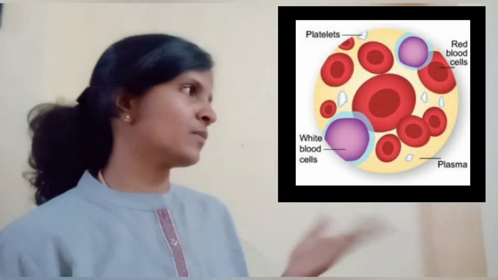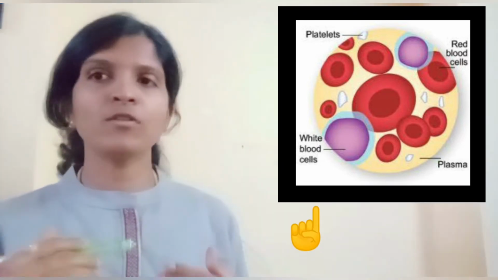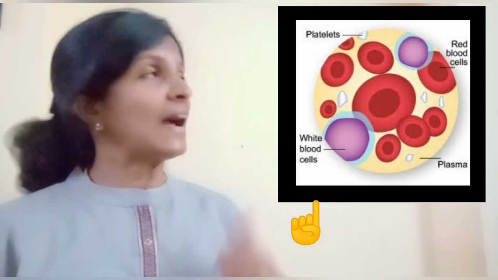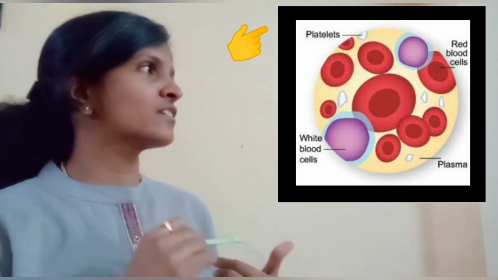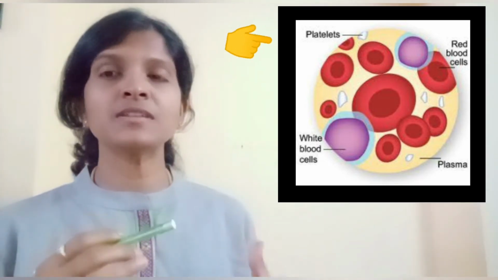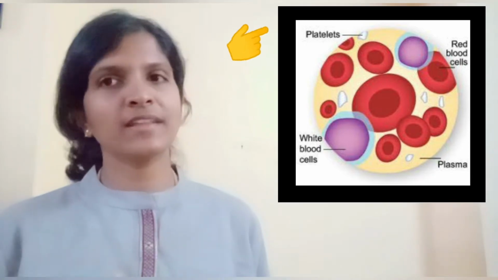This is the WBC, white blood cells. It helps to kill the harmful bacteria and protects the body. And next, last thing is the platelets. Actually, the main function of the platelets is it helps to clotting of blood. Okay, it prevents the loss of blood during the injury.